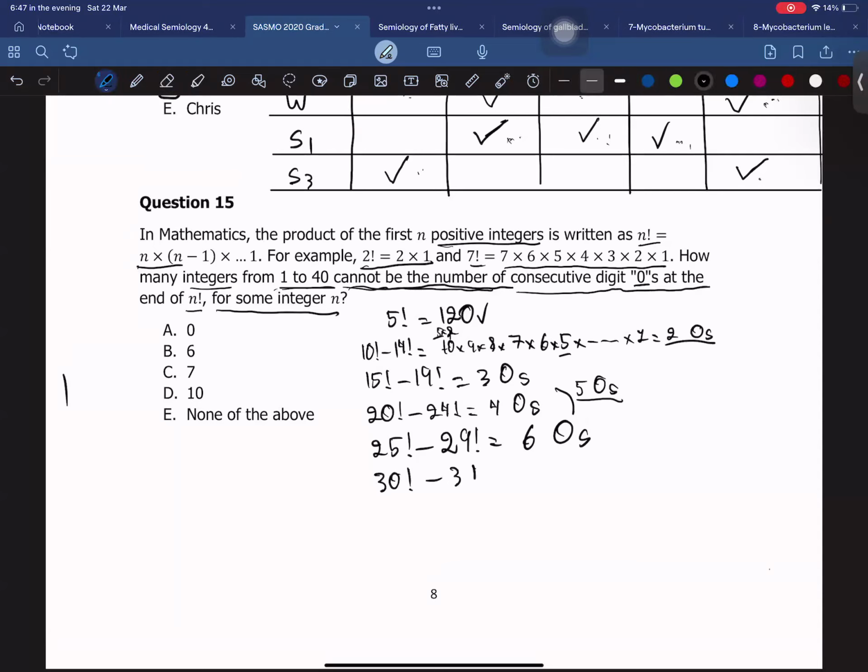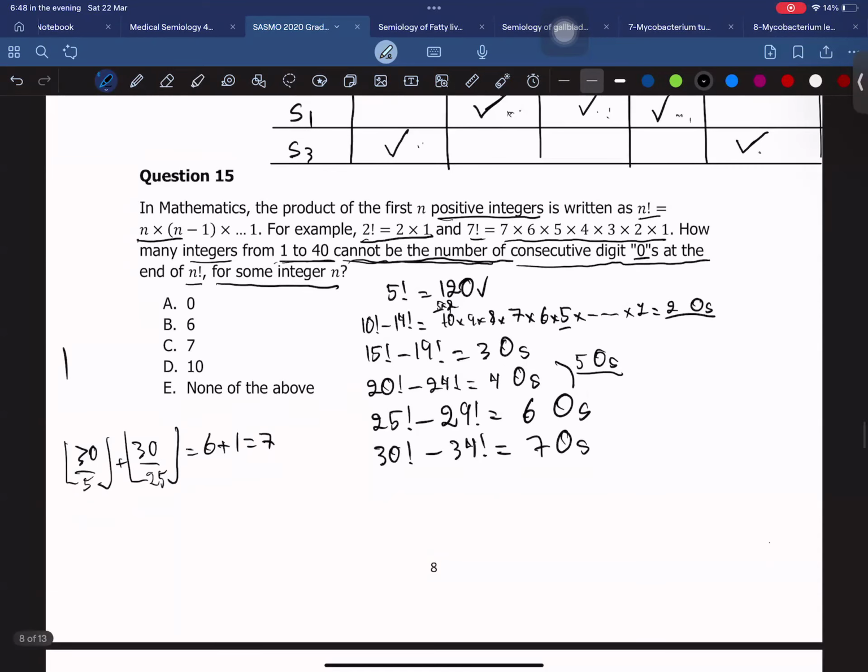So we have 30 factorial to 34 factorial. How many zeros does it have? 30 factorial divided by 5 plus 30 over 25 is equal to 6 plus 1, which means 7. 7 zeros. Do you guys get it? If yes, send me the answer. Send me yes.